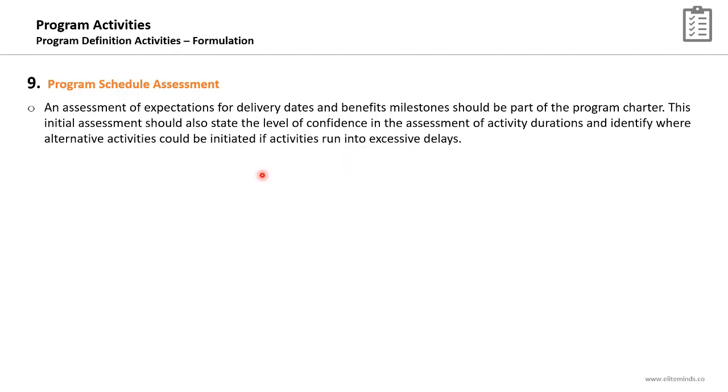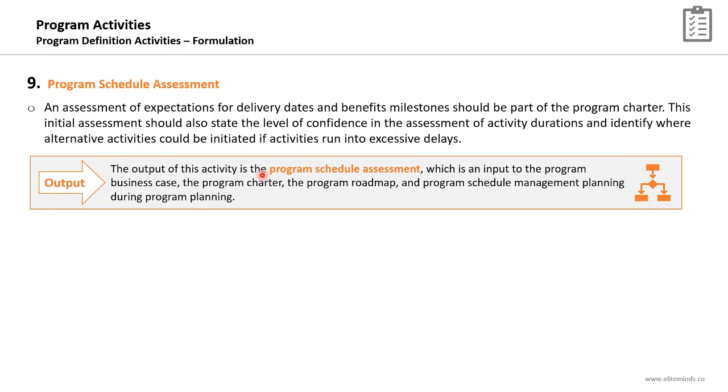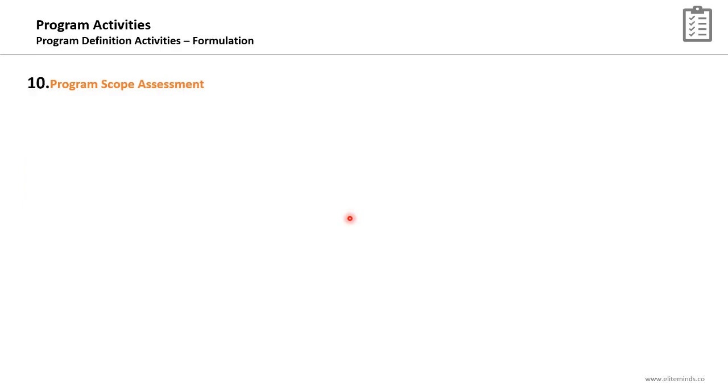So it is similar to the resource estimation or the cost estimation. We need to identify the duration of the program, the delivery dates, and the key milestones dates in order to document them as part of the program charter. The output will be a program schedule assessment that will be an input to the program business case, program charter, and definitely to the program roadmap, which is a high-level timeline. Also, this assessment will be an input to the program schedule management planning.